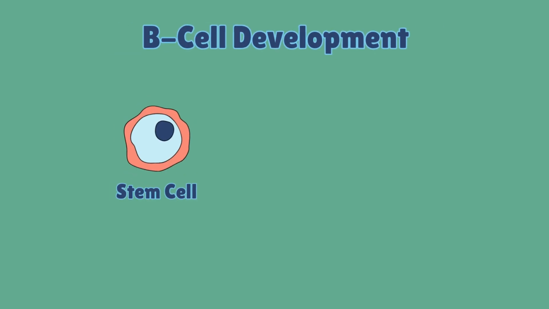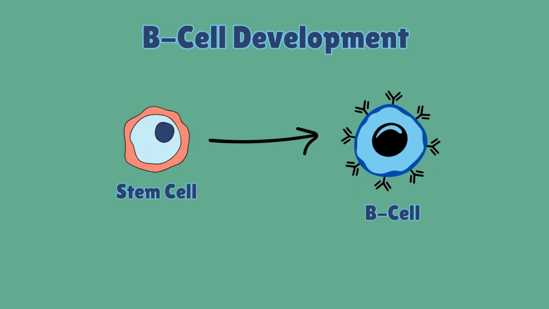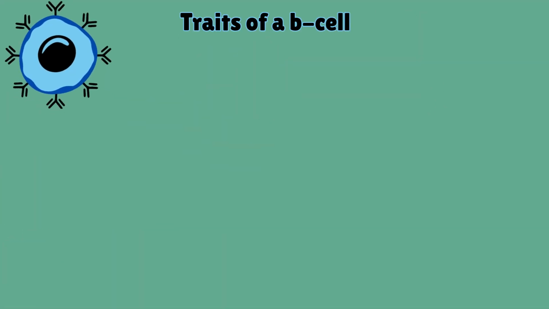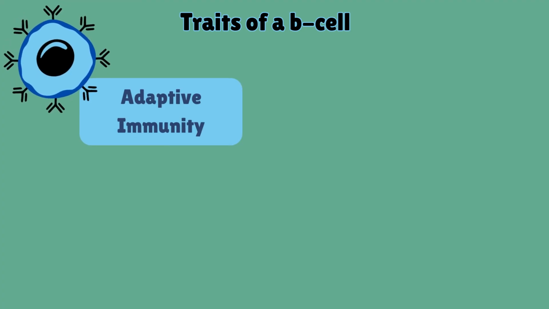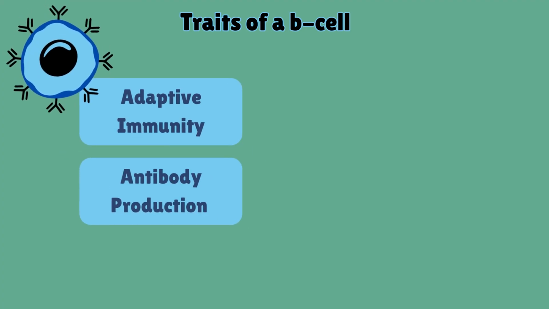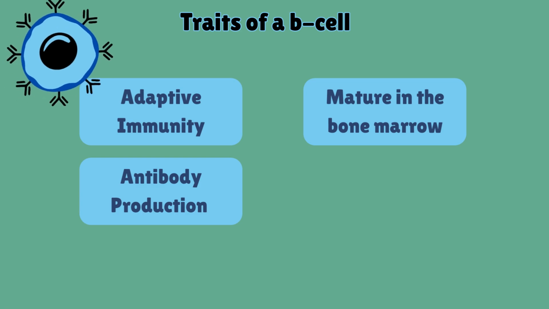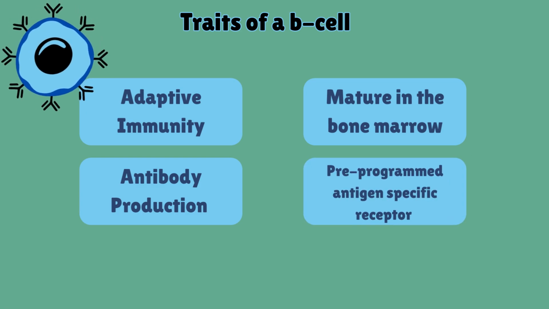Today we will be going over B cell development, how a stem cell from the bone marrow differentiates into a B cell that will go around the body looking for antigens. There are four traits of the B cell. They are part of our adaptive immunity. They produce antibodies. They mature in the bone marrow, and they have pre-programmed antigen-specific receptors, which means no two B cells are the same.